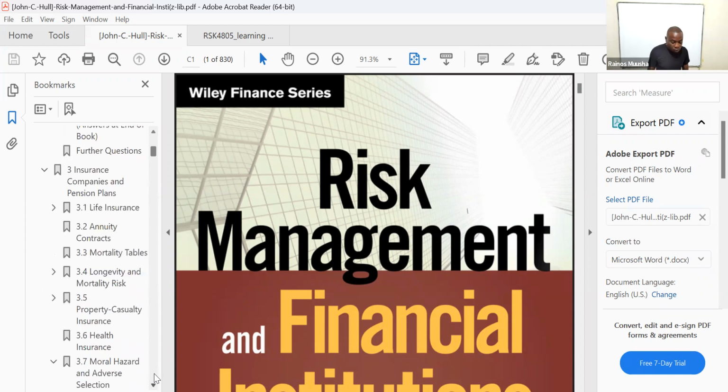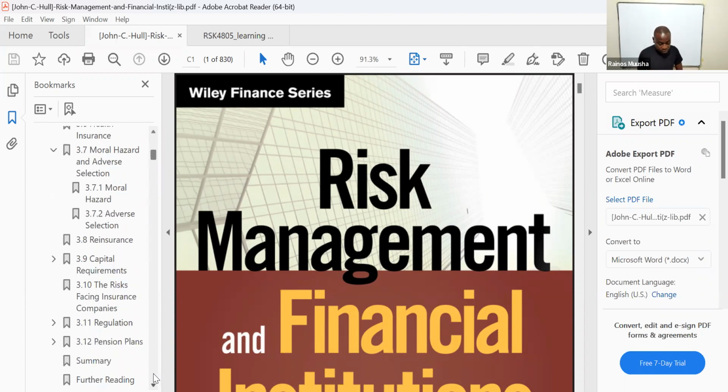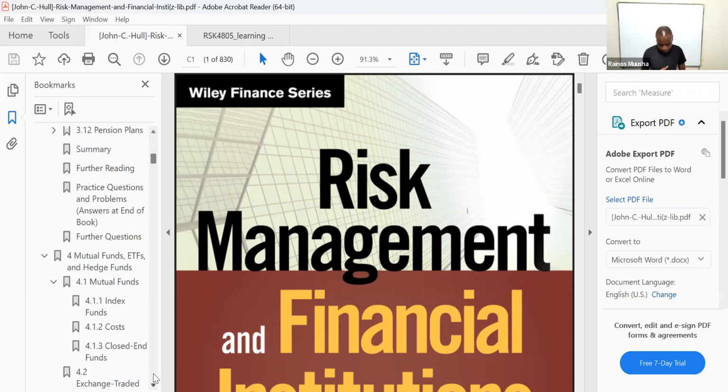Chapter 3 looks at insurance companies and pension plans. So chapter 3 gives us another type of institution, which is insurance companies and pension plans, for us to understand how insurance companies and pension plans work, and how you identify the risk that emanates from the operations of the insurance companies and pension plans as well.